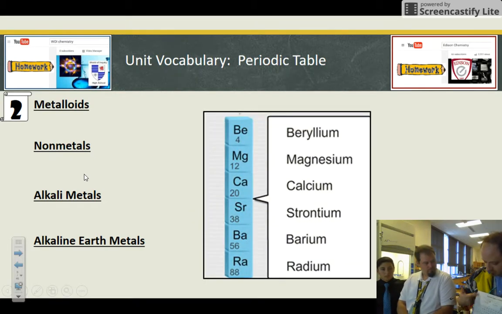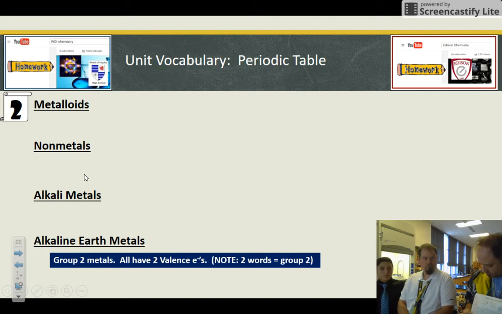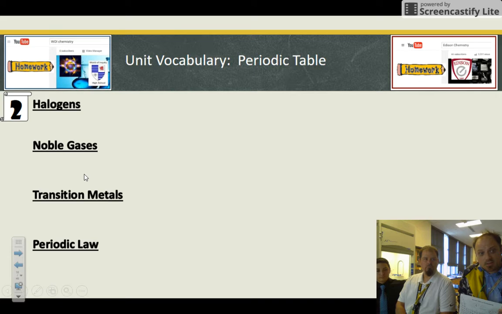Alkaline earth metals are the next group. It's group 2. They have 2 valence electrons. The way I remember the difference between alkali and alkaline earth is that alkali has 1 word, so it's group 1, and alkaline earth has 2 words, so it's group 2. Cool. Easy. Helps.